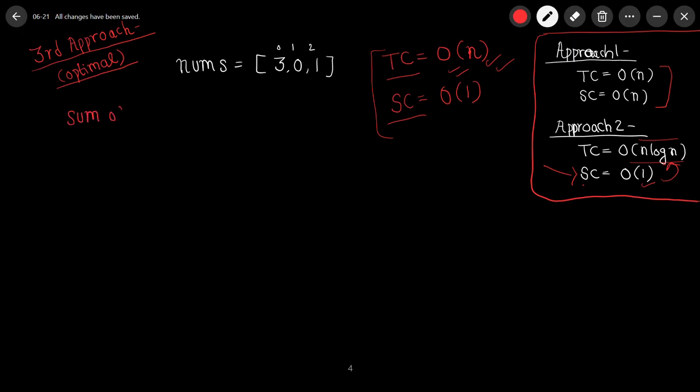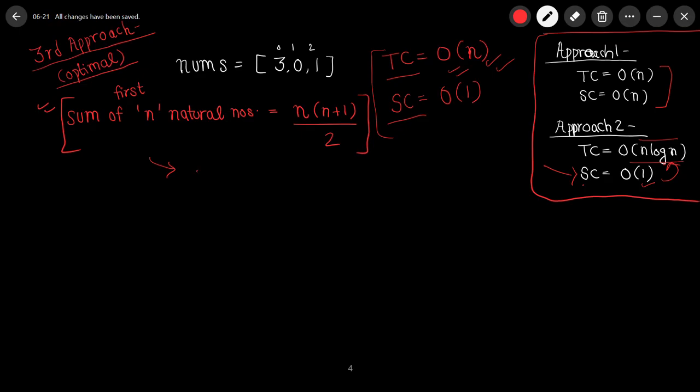we need to find the sum of n natural numbers, the sum of first n natural numbers to be precise. We know there's a formula for it. It's n into n plus 1 by 2. So this is the mathematical formula we would be using. I can also show you how it's working.